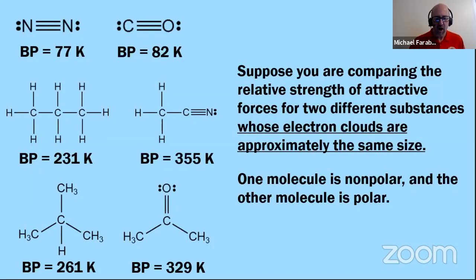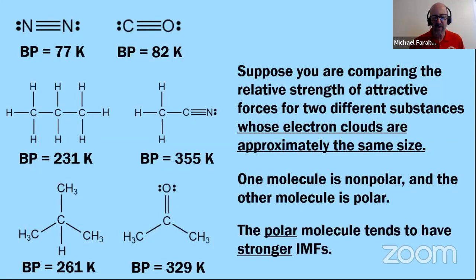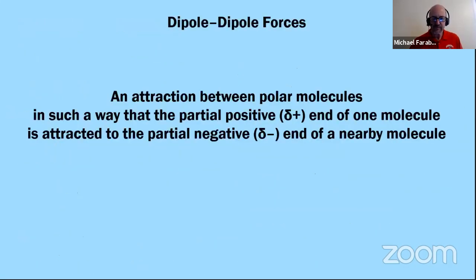All right, if that's the case, if the electron clouds are about the same size and you're talking about one polar and one nonpolar, the polar molecule, as you can see here with the higher boiling point data in front of you, tends to have stronger intermolecular forces. So, what exactly are the attractions between polar molecules? Well, the attractions between polar molecules are called dipole-dipole forces. It's whenever the partial positive end of one molecule is attracted to the partial negative end of a nearby molecule.